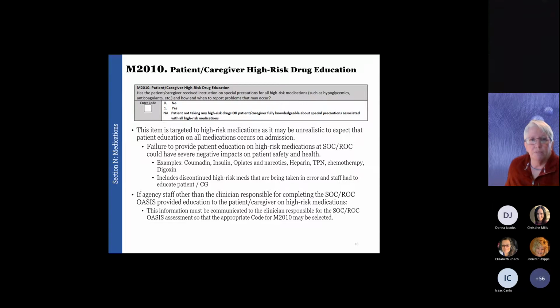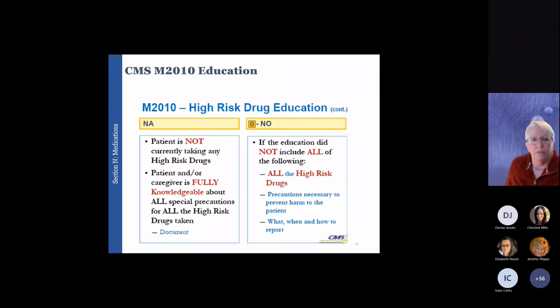So the high-risk drug education, the NA is for patients that are not taking any high-risk drugs, or they're fully knowledgeable, or their caregiver is fully knowledgeable. Someone might be coming home on Lovenox, but the caregiver is all over it. They say, I know everything about this, I've had two knees and a hip already done, I know all about Lovenox. So they could be an NA. The family has got this, not a problem.